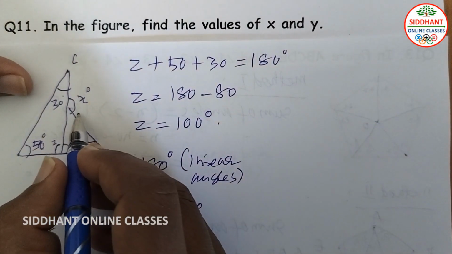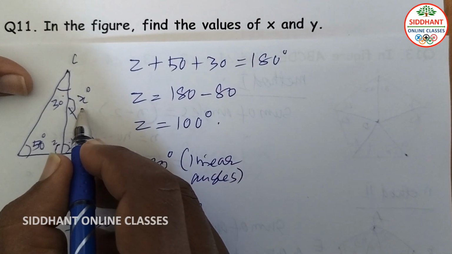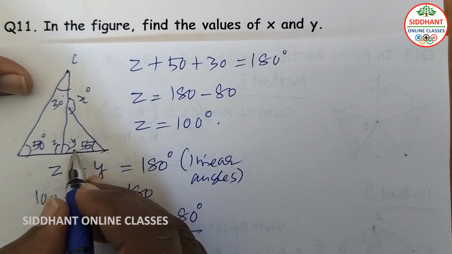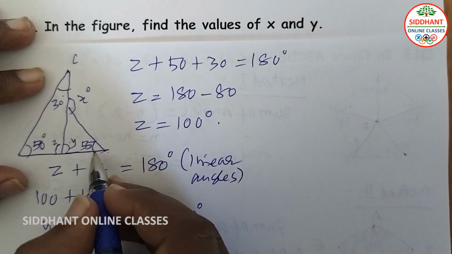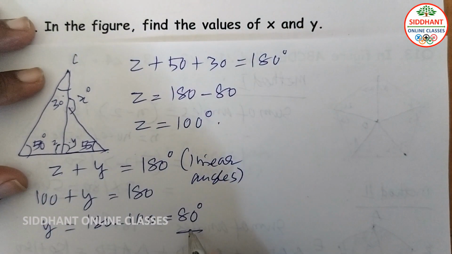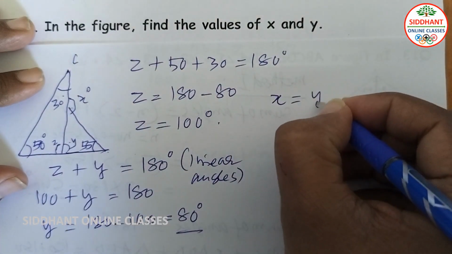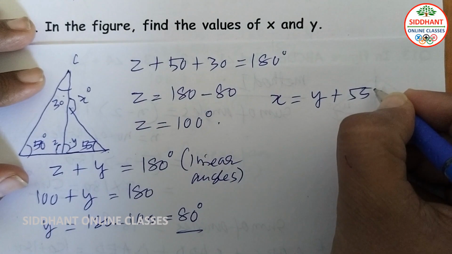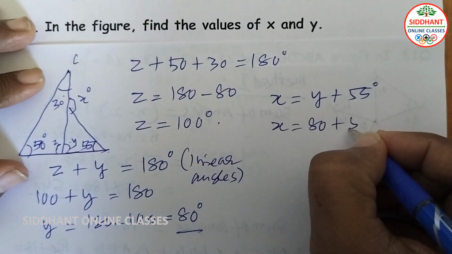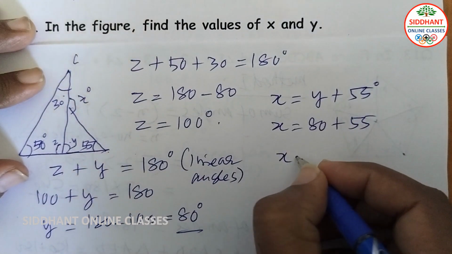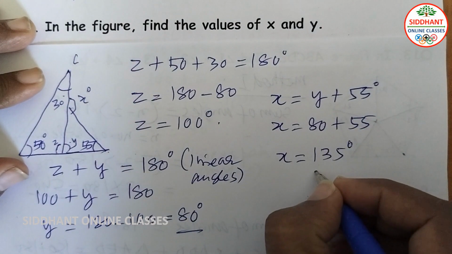Now we are going to find the x value. So this is the exterior angle. We know that the exterior angle is equal to the sum of the interior opposite angles. That means the y value plus this 55. The y value we know is 80. Then x is equal to y plus 55, which is 80 plus 55. Then x equals 135 degrees.